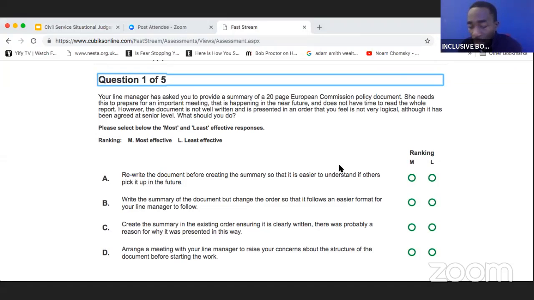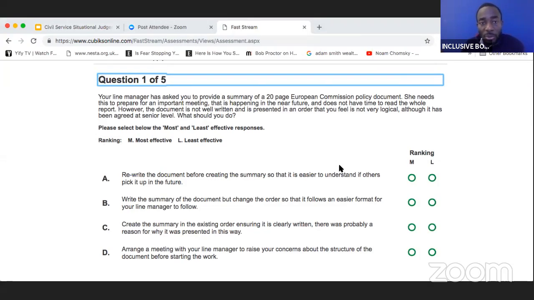For example, A is rewrite the document. Like B, for example, is write the summary of the document, but starting from A, my apologies. Rewrite the document before creating the summary so that it's easy to understand if others pick it up in the future. Again, that makes sense. People would say, actually, that makes a lot of sense.